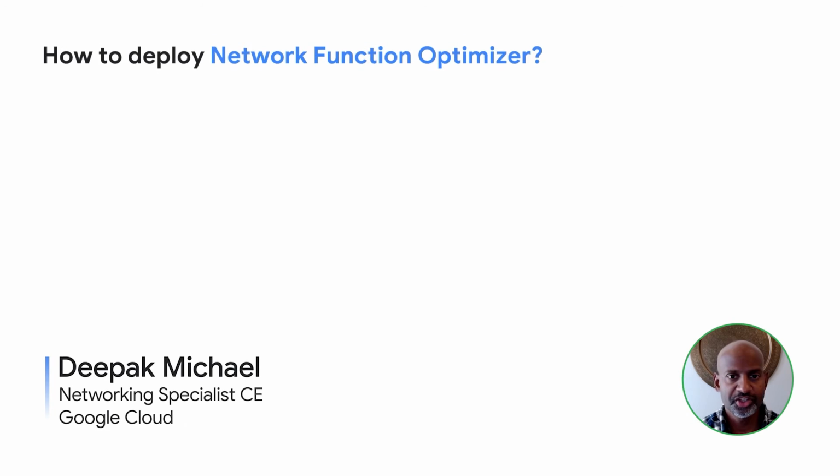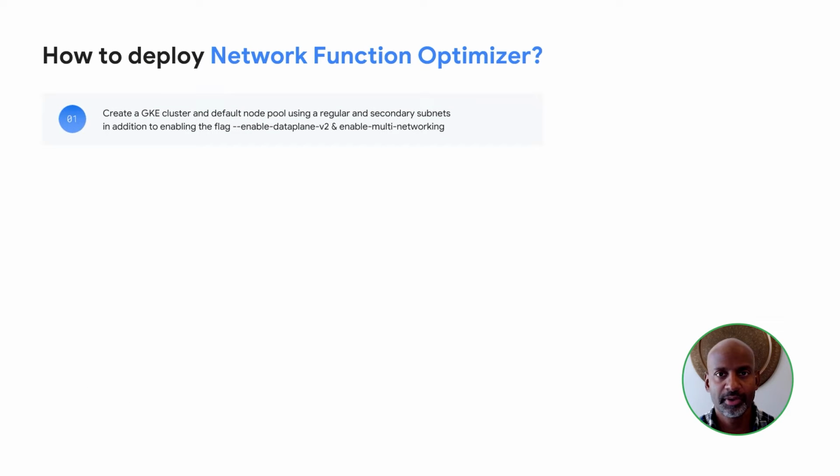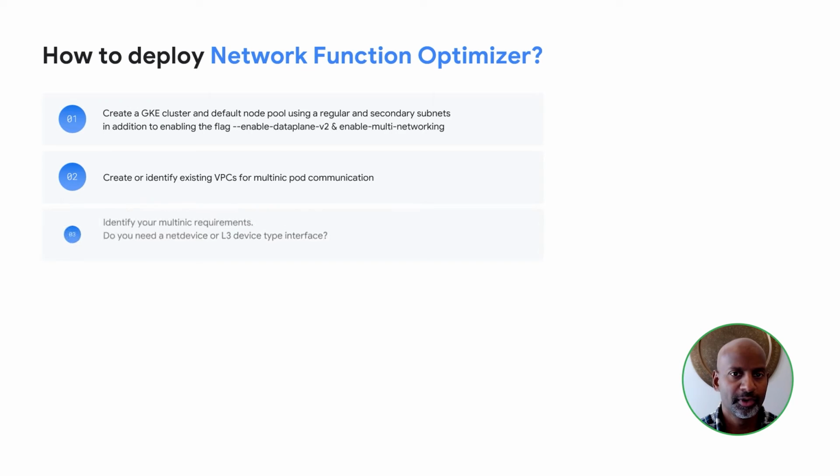Thanks, Susan. Let's jump into NFO requirements. The first step in creating a multi-NIC pod is to create a GKE cluster and default node pool with a regular and secondary subnet. In addition, you would need to enable the flags, enable data plane v2, and enable multi-networking. Once deployed, create or use existing VPCs for subnet and IP address allocation for multi-NIC pods, and data communication to VPC workloads.